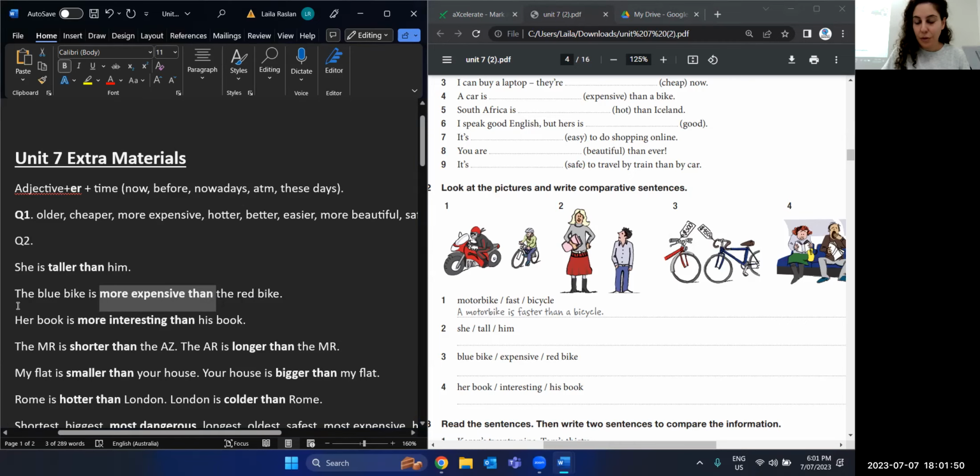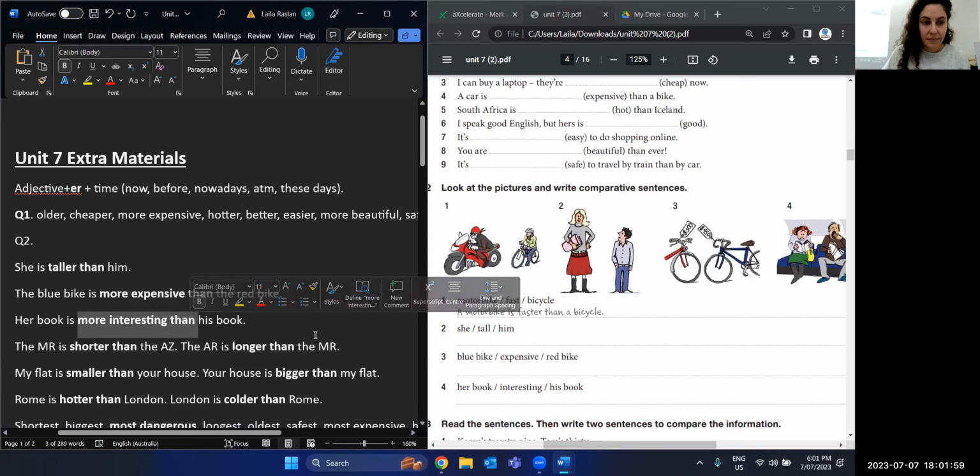And number 4, Jimin. Okay. Her book is more interesting than his book. Yeah, his book. So long adjective, I need to add the more and the than. More interesting than. The same as the one above. More expensive than. These are long adjectives. Expensive, interesting.